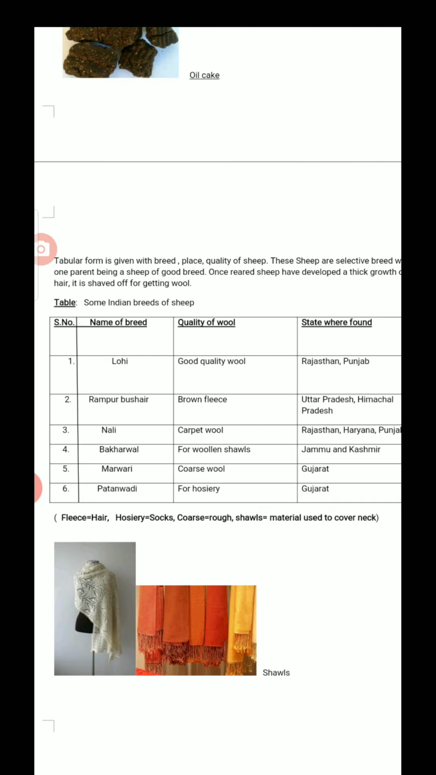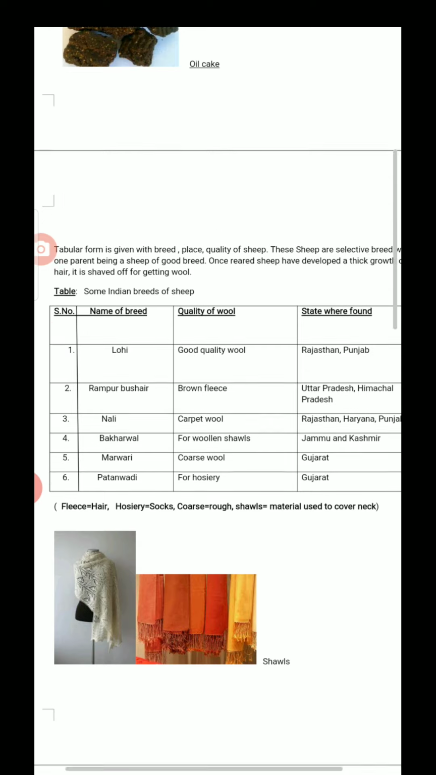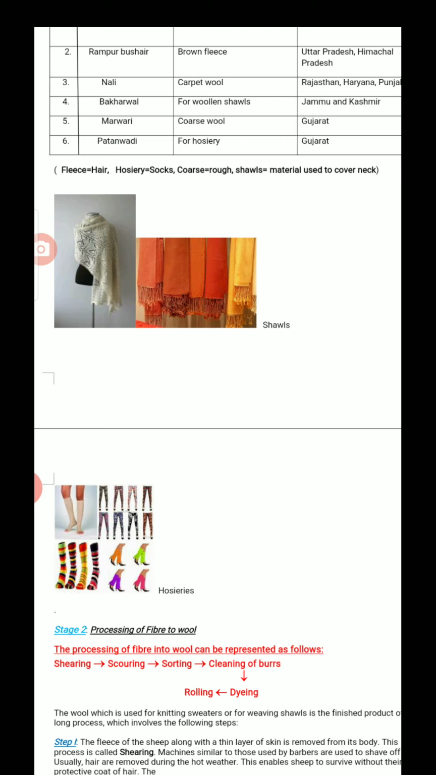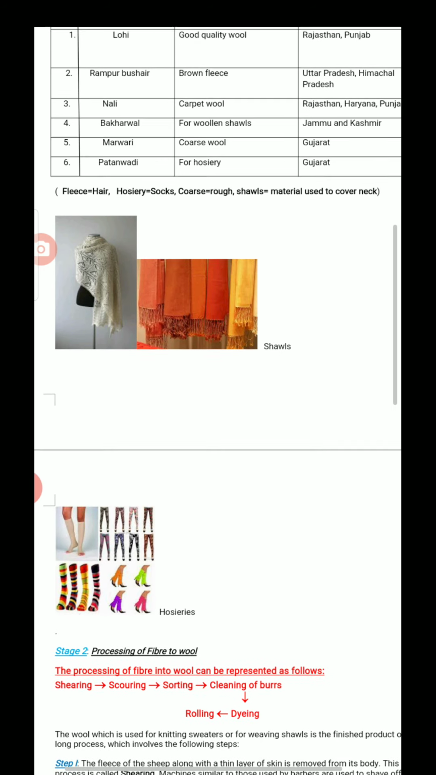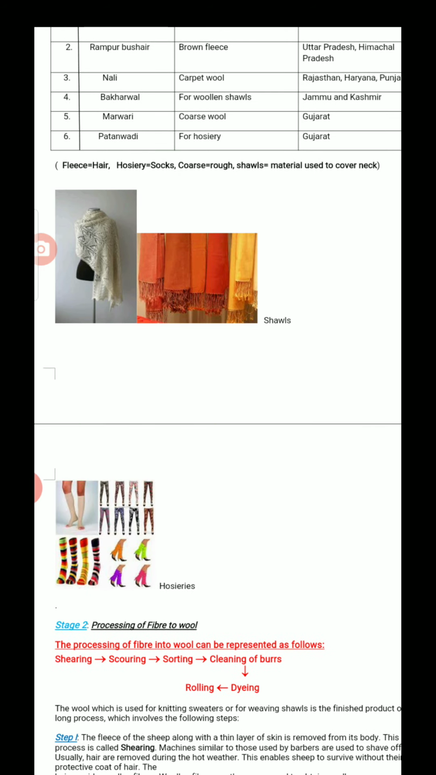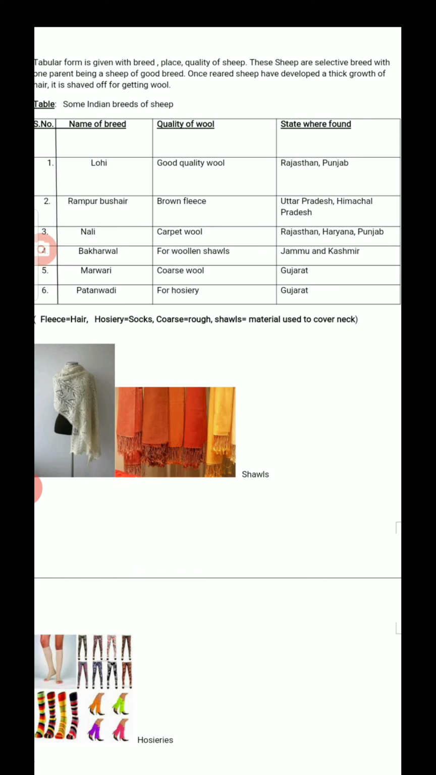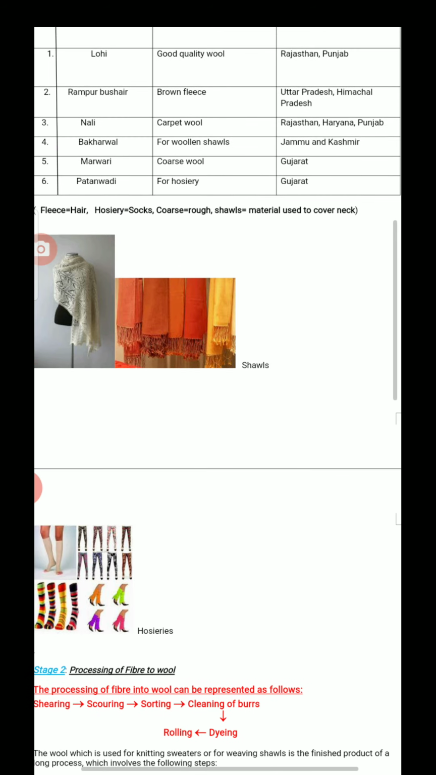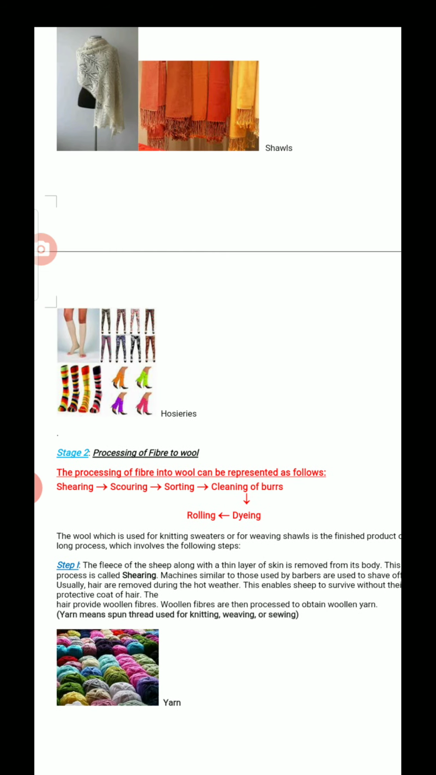Patanwadi is one type of breed which gives hosiery type of wool, which we find in Gujarat state. Hosiery means socks. We can see the images clearly. Hosiery means sock-like material which covers the lower part of the leg. So this is the table of the breed, quality of the wool, and the state where we find this type of sheep. This is stage 1.